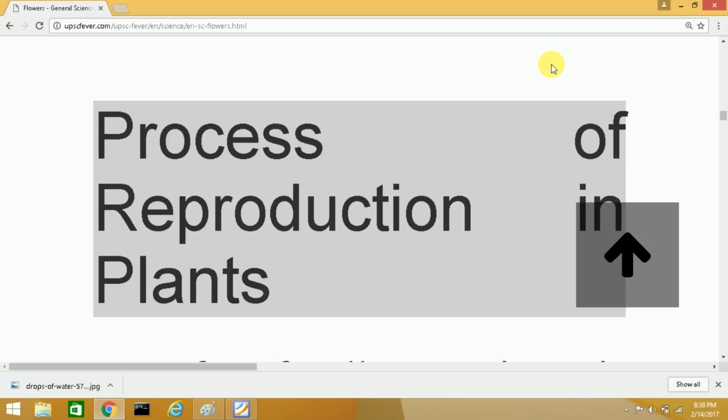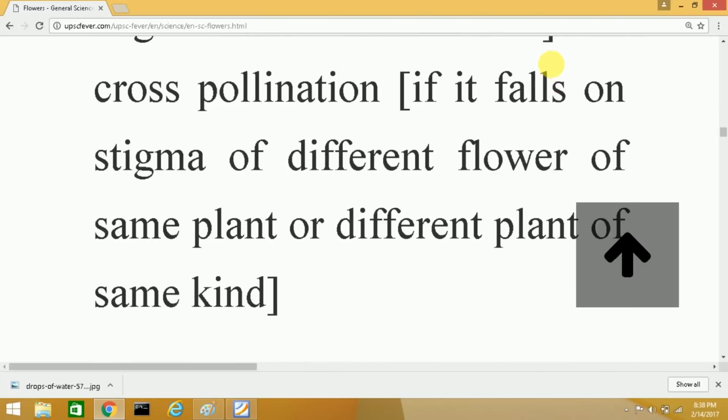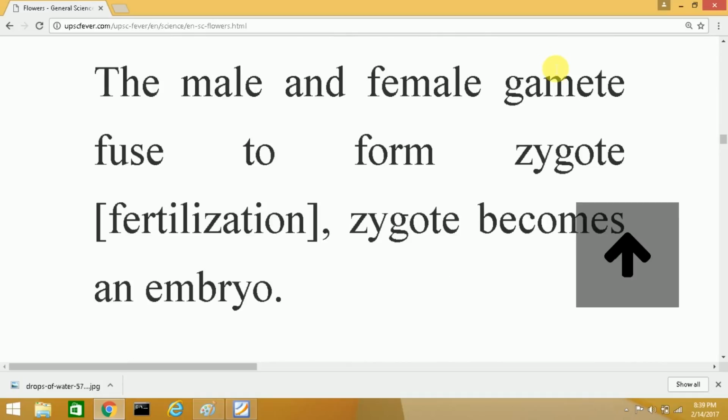So when the pollen and stigma come together, that is the male and the female gametes come together, they fuse to form the zygote, and this zygote is formed by a process known as fertilization. Further, the zygote then becomes an embryo. After fertilization is over, the ovary then becomes the fruit of the plant, whereas the ovules become the seed.